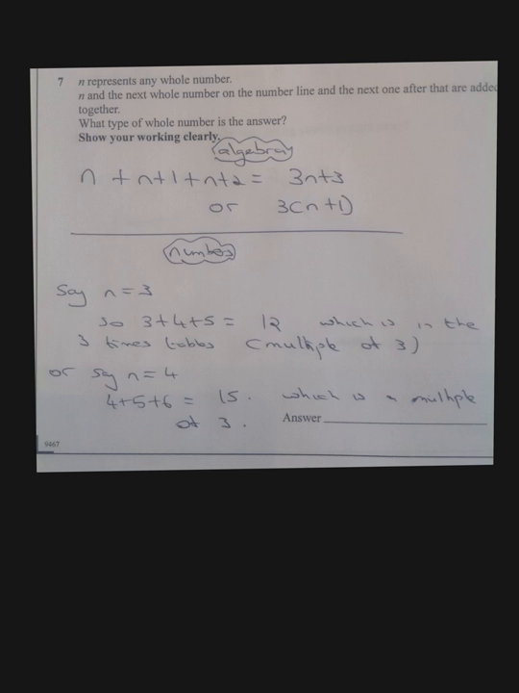Question 7, an algebra question. Okay, don't be put off by this. N represents any whole number. So N is just a number. N and the next whole number in the number line and the next one after that are added together. What type of number is the answer?